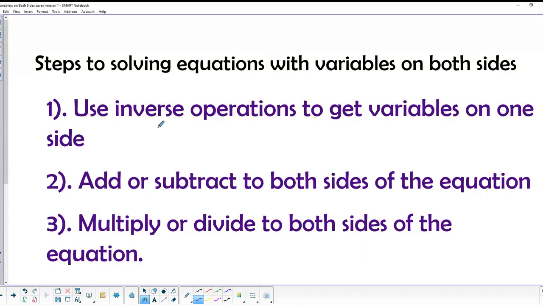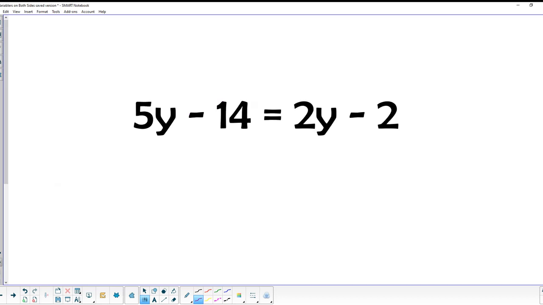So first thing you're going to do is use inverse operations to get the variables on one side, and then add or subtract to both sides to find the equation. And then we're going to multiply or divide to both sides of the equation to finish that last step. So it's basically we're turning the equation back into a 1 or 2 step equation by doing this and then finishing it off. So here's another problem.